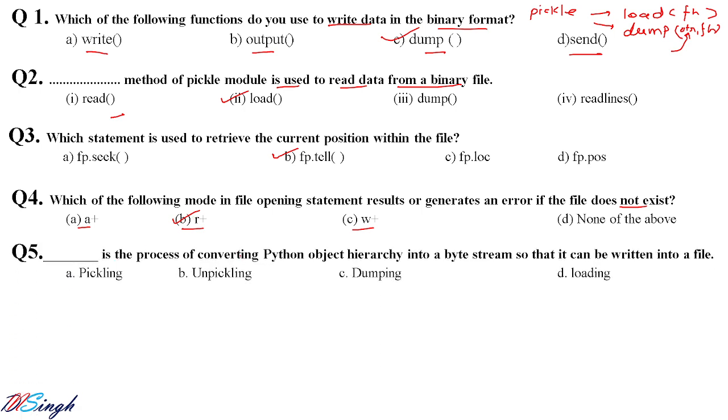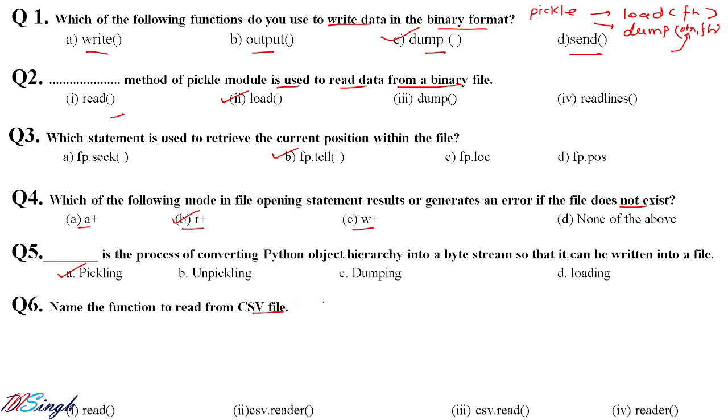Let us see the fifth question. What is the process of converting a Python object hierarchy into a byte stream so that it can be written into a file? This process is called what? Pickling, and sometimes we call it serialization also. So while you put data inside a file, that is called pickling.